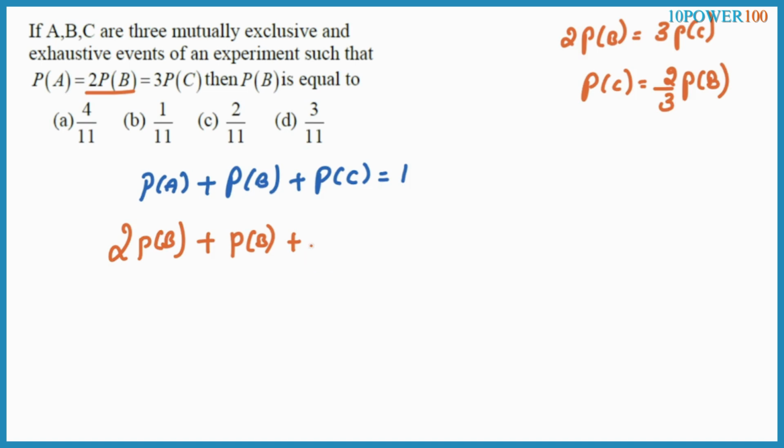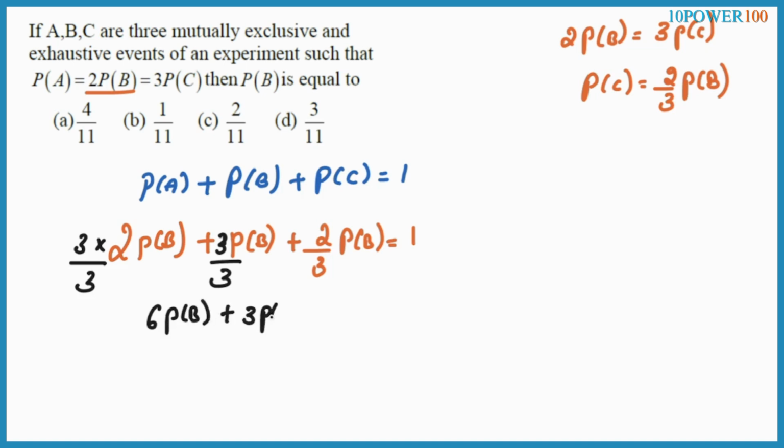Okay, that value I'm going to substitute here. It becomes 2P(B) + P(B) + 2/3 P(B) is equal to 1. Okay, so here let's make the denominator the same, 3 by 3 and here it is 3 by 3. So we get (6P(B) + 3P(B) + 2P(B)) whole divided by 3 is equal to 1. Next, 6 plus 3 is 9, 9 plus 2 is 11. So we get 11P(B).